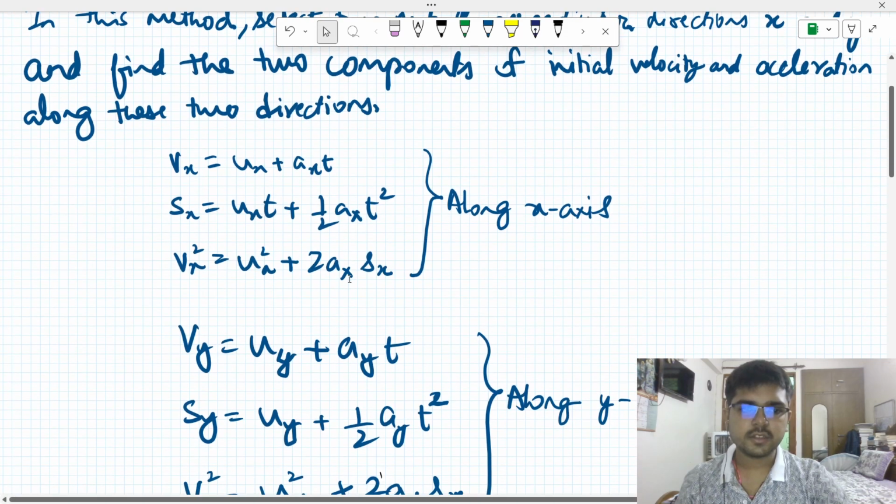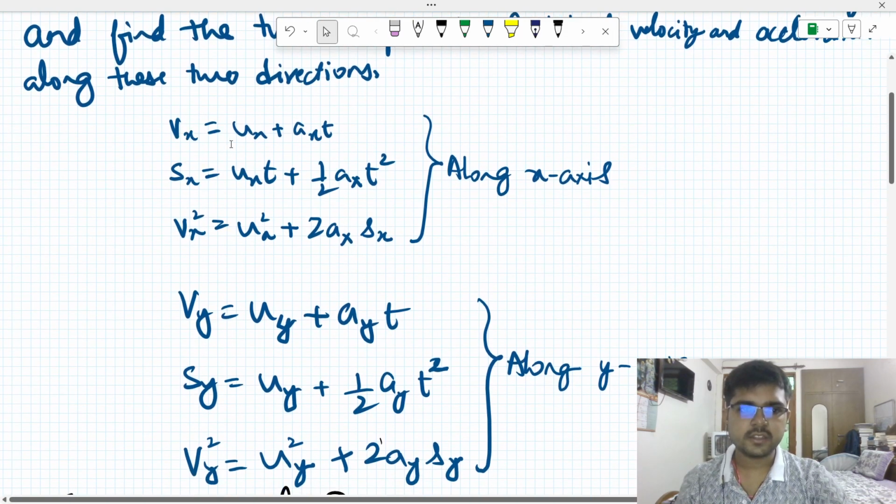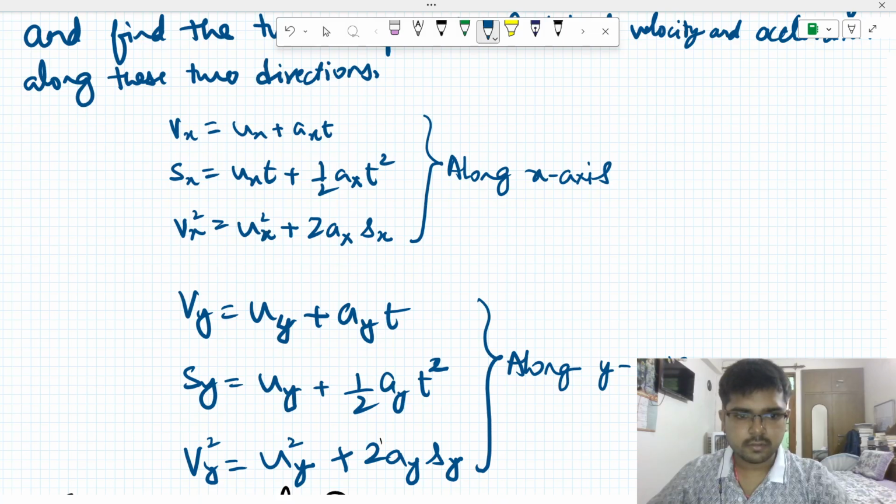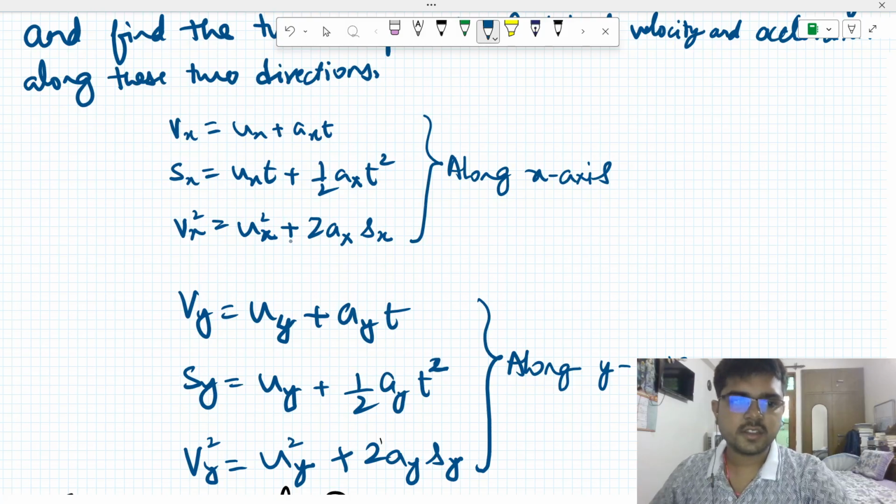So, the equations to be solved are Vx is equal to ux plus axt, Sx is equal to uxt plus half axt square, Vx square is equal to ux whole square, sorry, I'll just write that down. Yes, plus 2ax Sx. So these are all the equations of motion in the x direction.